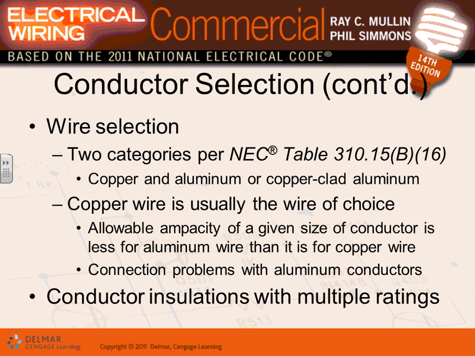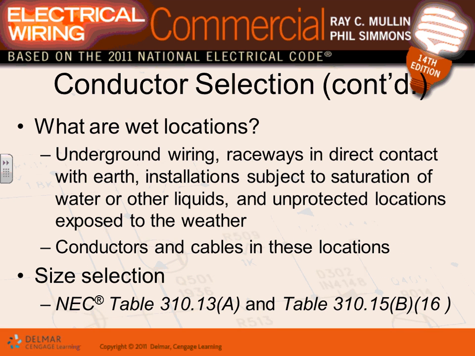THHN/THW, the double insulated, is probably your perfect world because you can use it outside and inside. And copper is your perfect world. Wet locations all require you to have an insulation that has a W in it, rated for wet location. If you have raceways in direct contact with earth, or any wet location, good examples are outdoor cables or raceways, underground cables or raceways, and car washing areas where it's always flooded. So these are locations where you have to use wet-rated conductors.